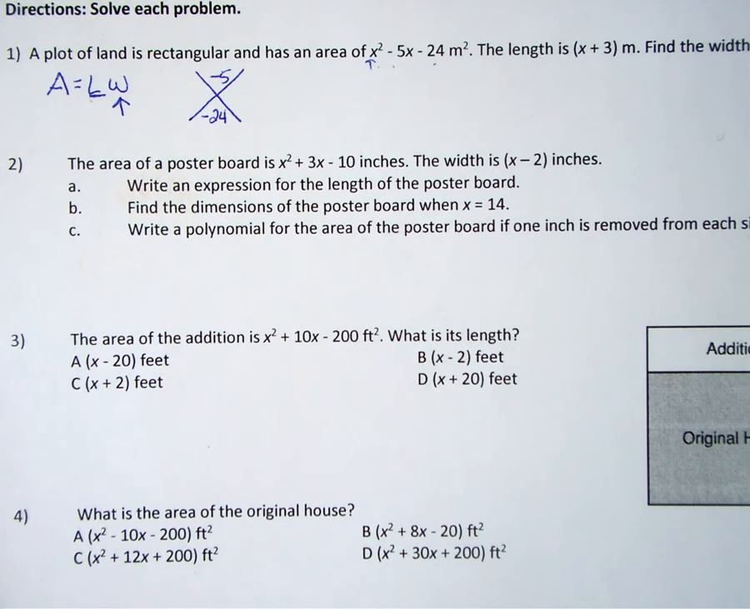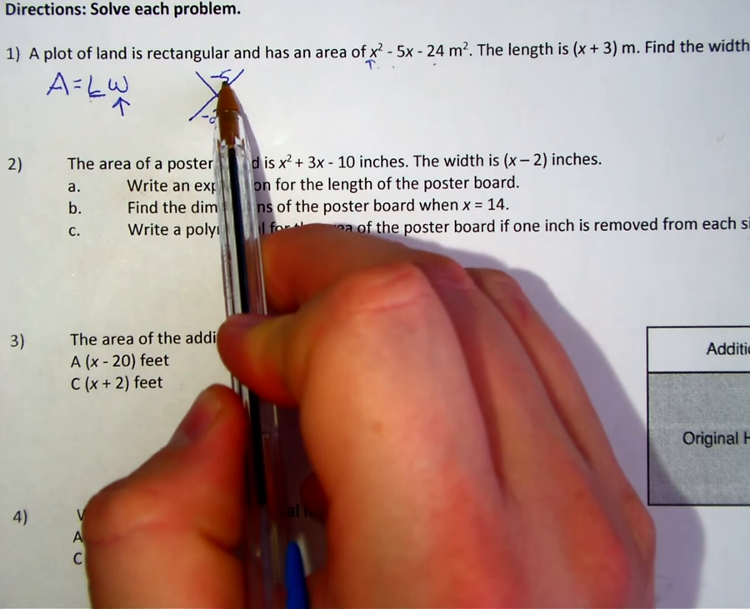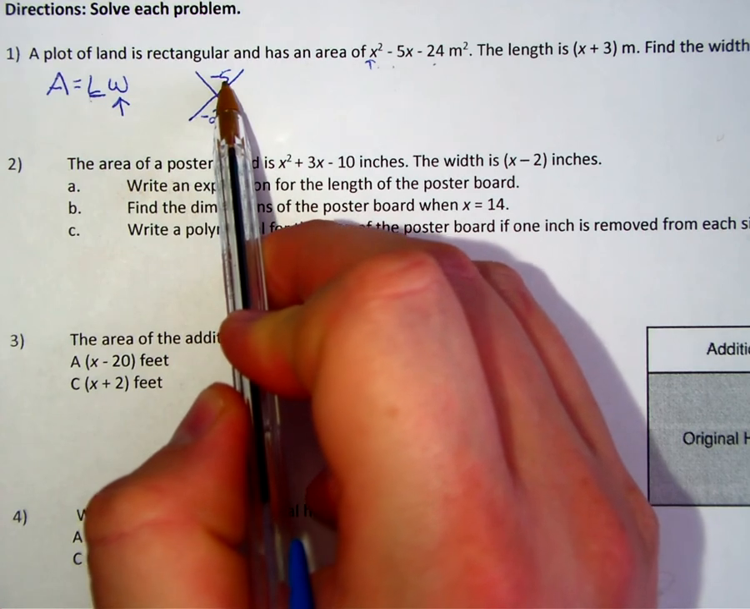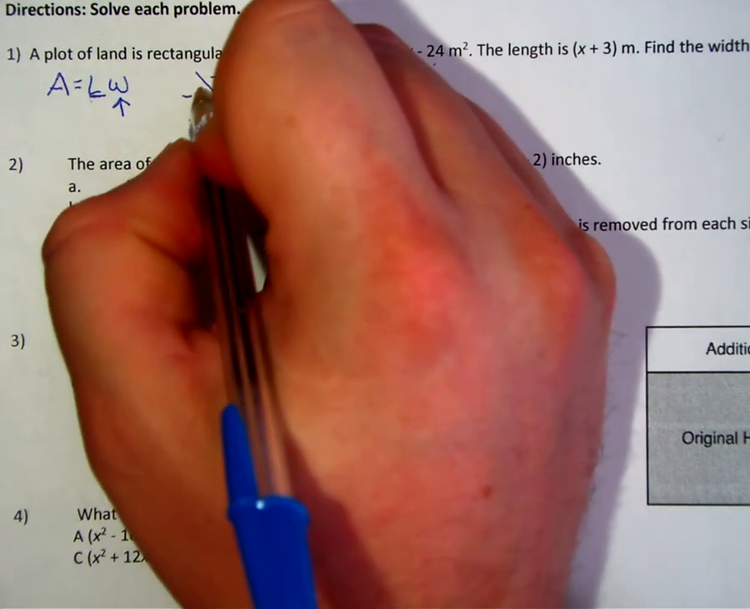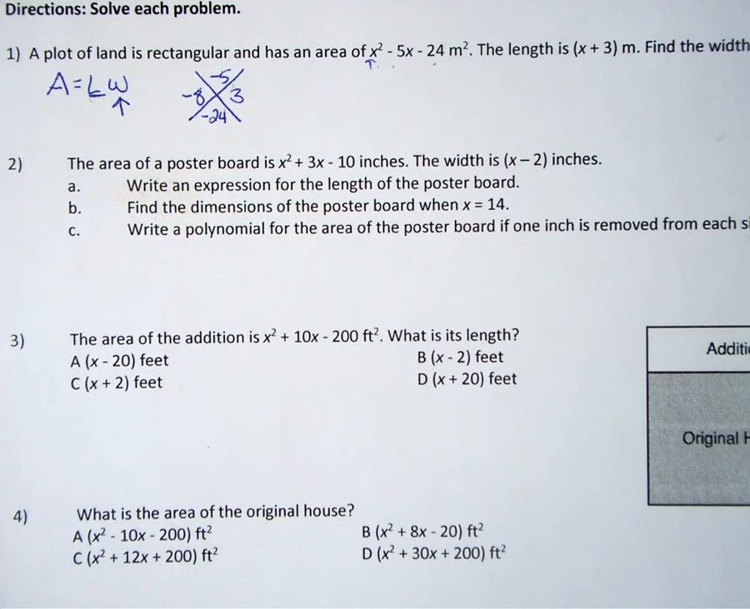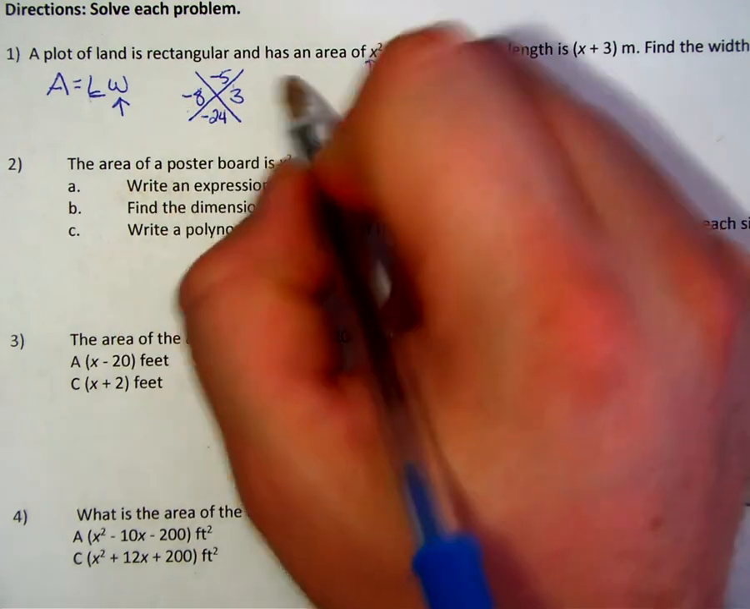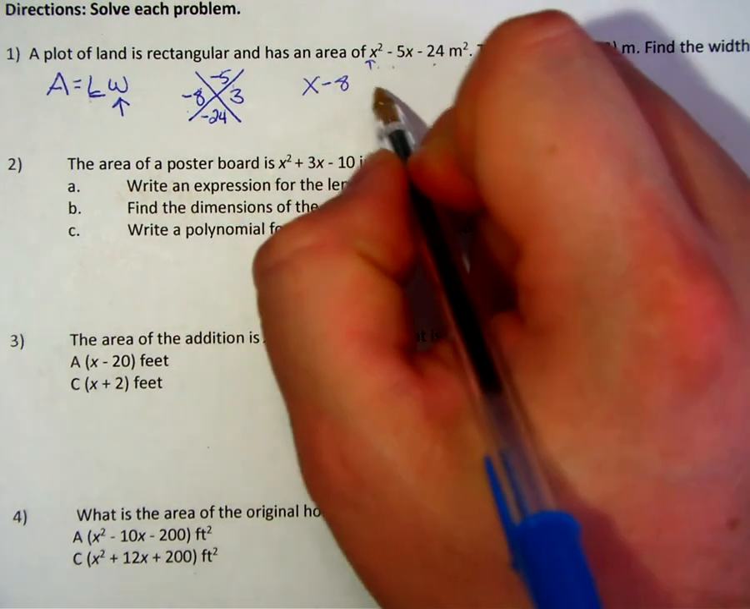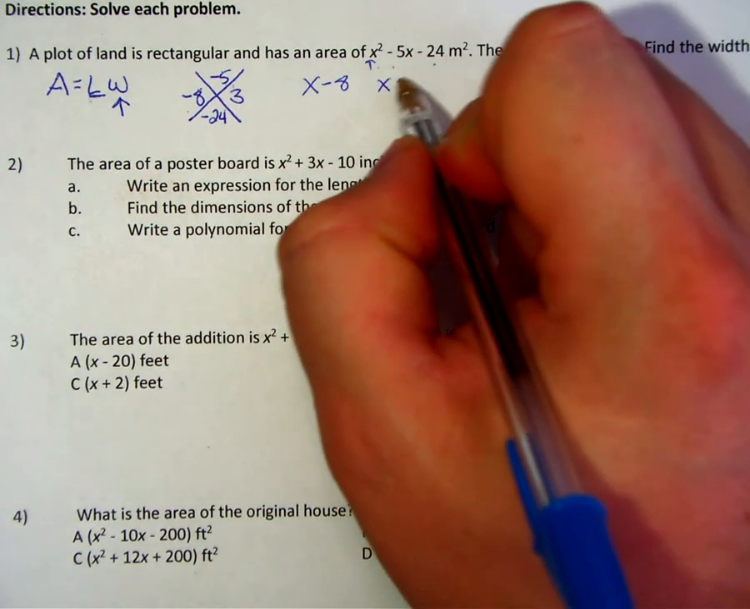Now, hopefully you're thinking 8 and 3 multiply to give you 24, so it's got to be some combination of 8 or negative 8, or 3 or negative 3. Well, we need to get to a negative 5, which means our larger term needs to be negative, so negative 8. Our smaller term needs to be positive, so that we will reduce down to negative 5. So that gives us the factors x minus 8 and x plus 3.